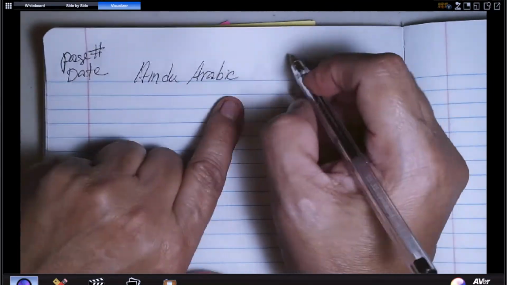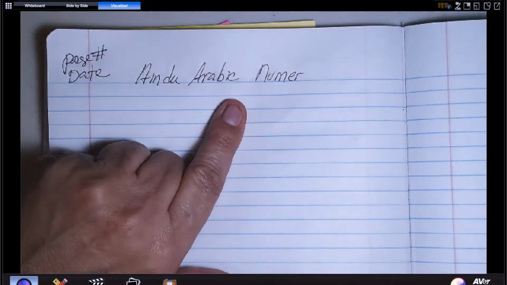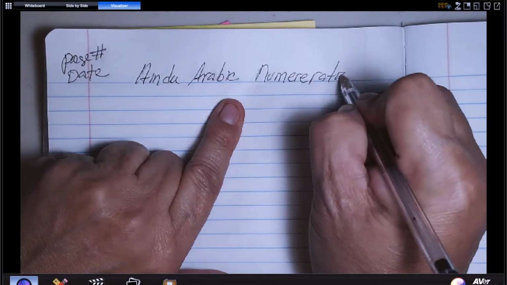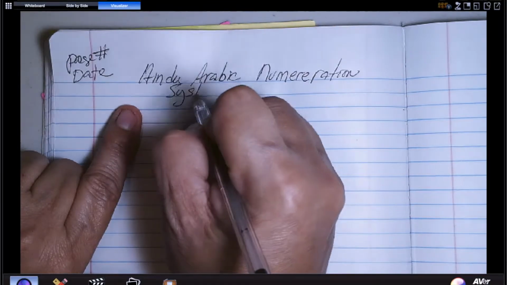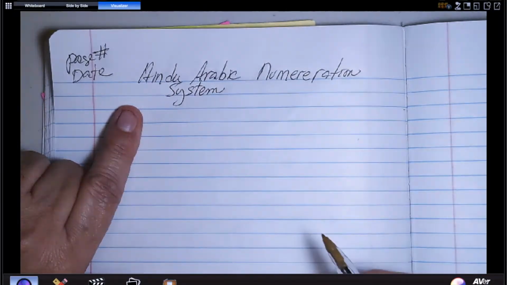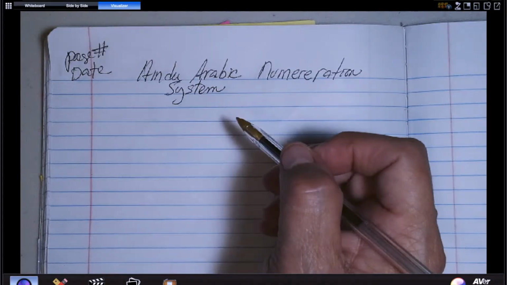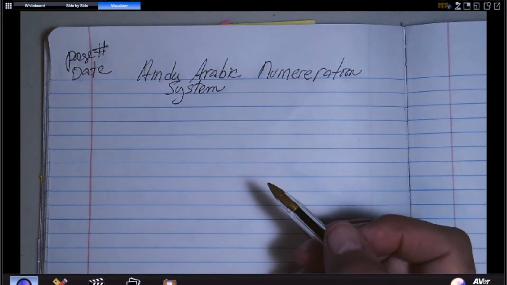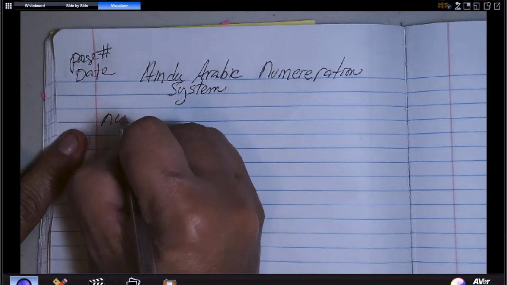Hindu-Arabic numeration system. Let's go ahead and look at a couple of vocabulary terms. Let's begin with numeration system.